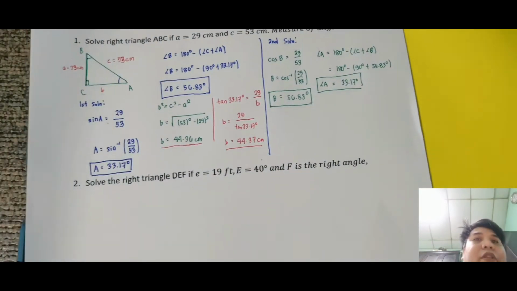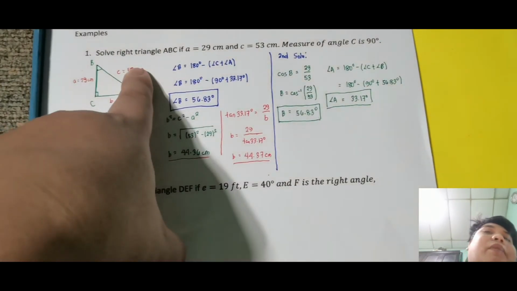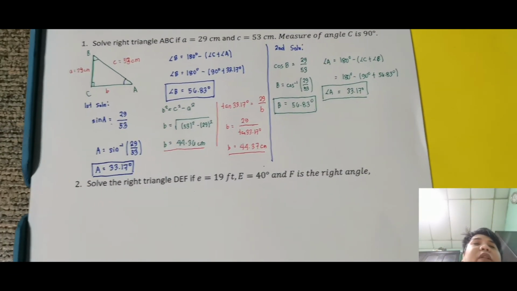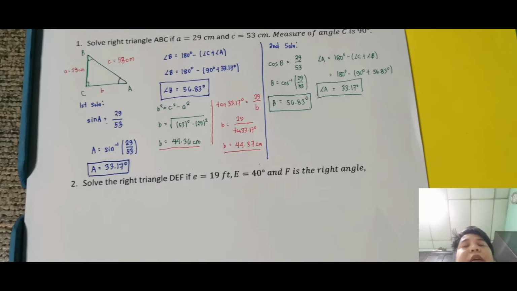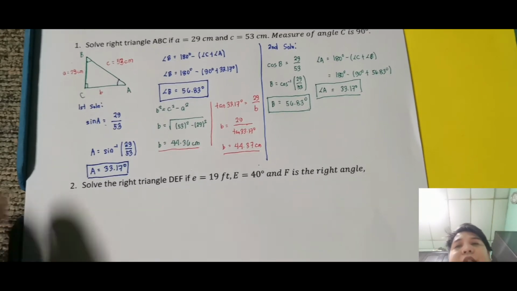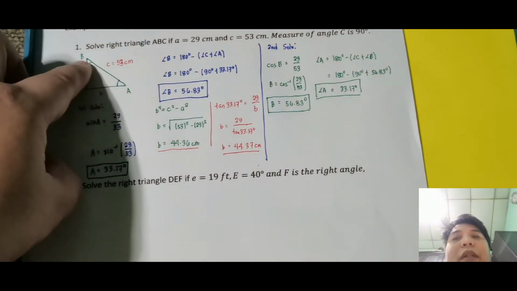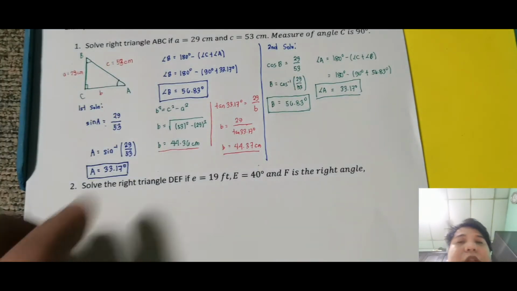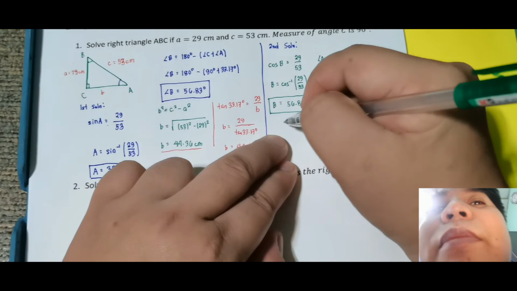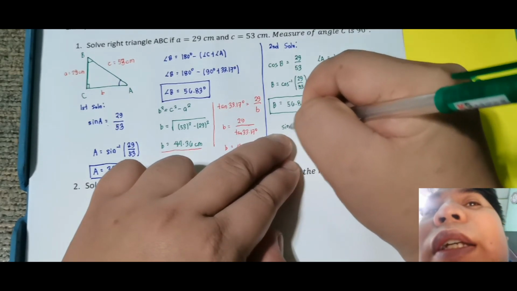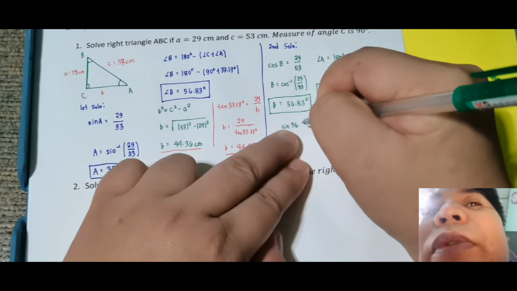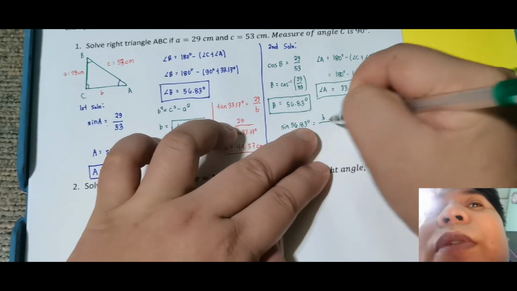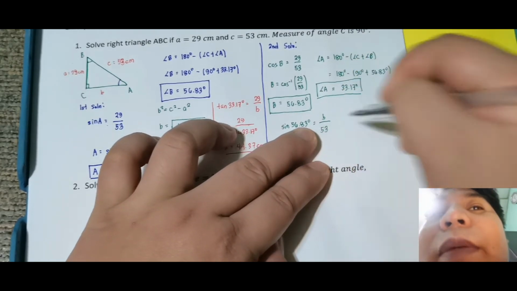Okay, so it's either mag Pythagorean theorem ka or gumamit ka na lang ng pwedeng magamit dyan. So for the meantime, kunyari ako gagamit na lang ako ng sin B is equal to opposite over hypotenuse. So yun na lang gagamitin ko. So that is sin B. What is sin B? That is sin 56.83 degrees is equal to B over 53 cm.